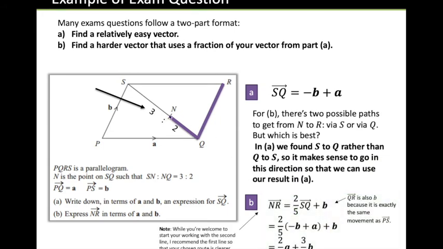So vector NR is equal to 2/5 of SQ plus vector B. This is vector B because this is a parallelogram, so this side here is parallel to this side here, right? And now we can replace vector SQ with the answer of part A, and simplify to get the answer.